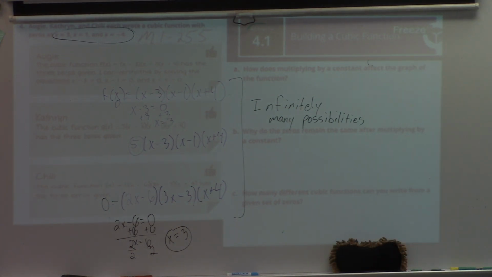And so I want you to understand, in a second when I have you start writing these equations on your own, how many correct equations are there? Infinitely many, right? The only way for you to know exactly what the equation is, just like with quadratics, you would have to have an extra point and solve for A. And we'll do that once.